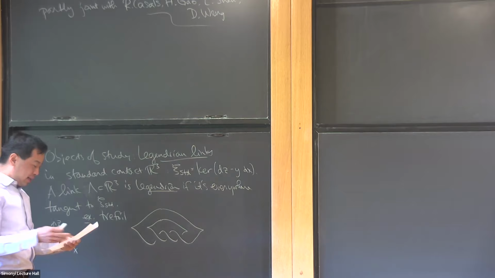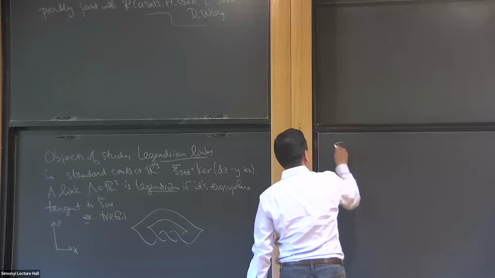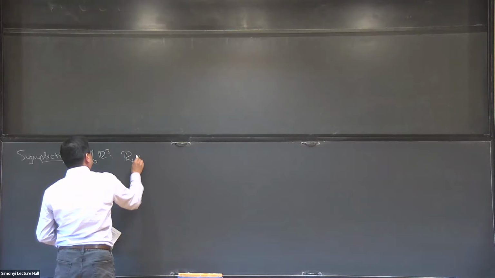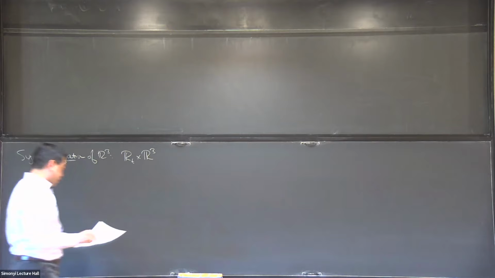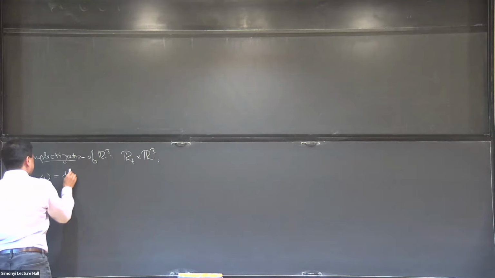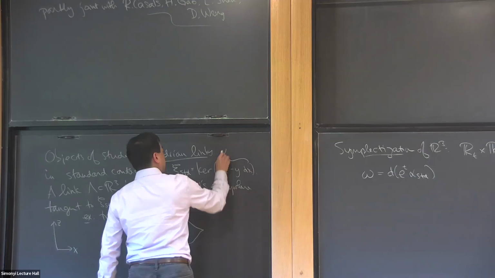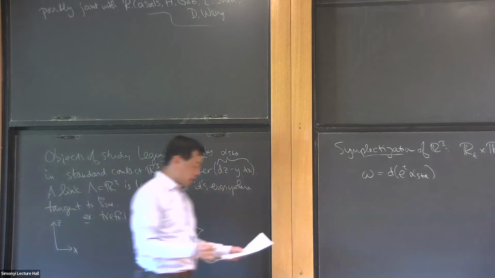So there's an associated construction that plays a role in this, which is the symplectization of R3. This is just R3 crossed with the real line, and I'm going to put the coordinate t on the real line. There's a standard symplectic structure on this, which in these coordinates is d(e^t alpha standard), where alpha standard is the standard contact one-form on R3.